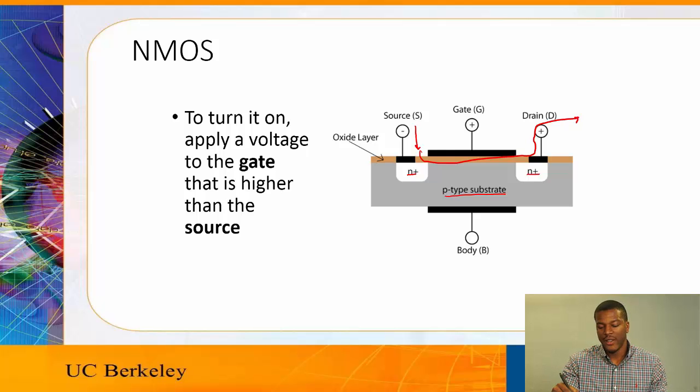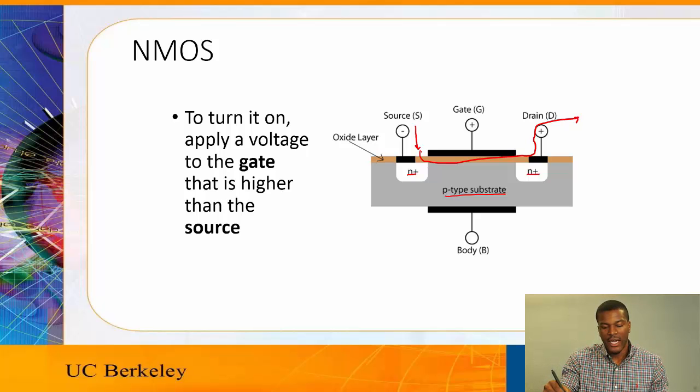But as you can see here, this P-type substrate creates a barrier between these 2 N-type terminals. That's what the gate terminal is for. This gate terminal is essentially connected to an electrode.